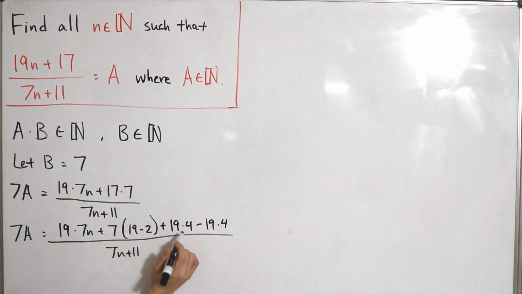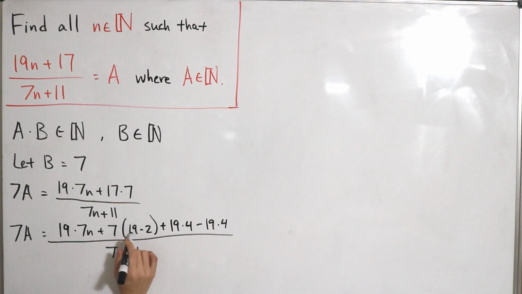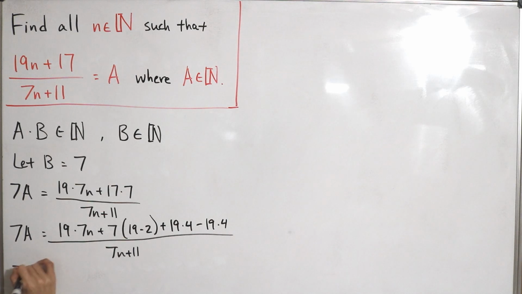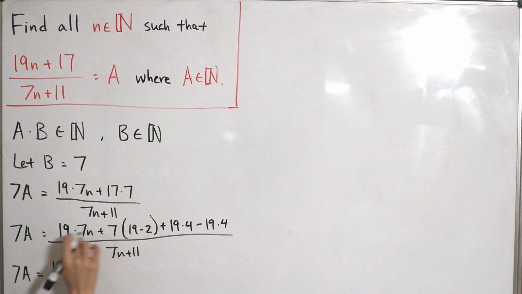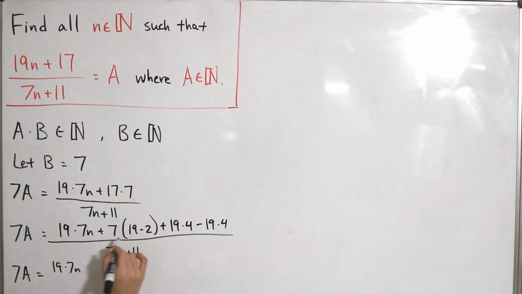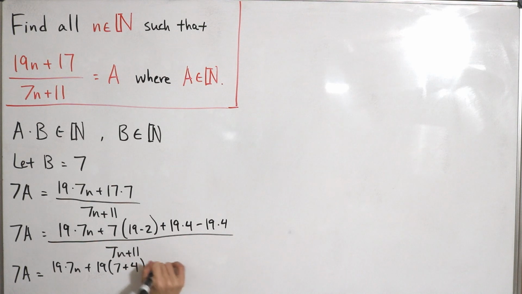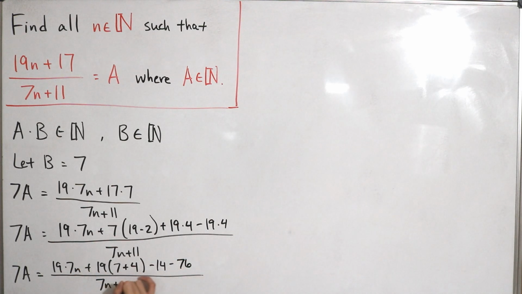Now I'll factor out a 19 from both the 7 being distributed to 19 and the 19 being multiplied by 4. Don't forget to distribute the 7 to the negative 2, so that'll be negative 14. This is where we're left off. We have 19 times 7n, so nothing's changed over here. Next, group this as plus 19 times, from the 7 here, plus 4. Then we distribute the 7, so this is minus 14. Then I multiply the 19 times 4, which is minus 76. All of this is divided by 7n + 11.